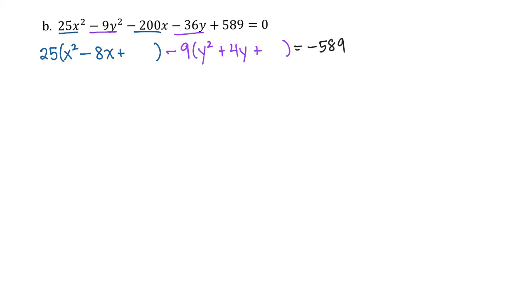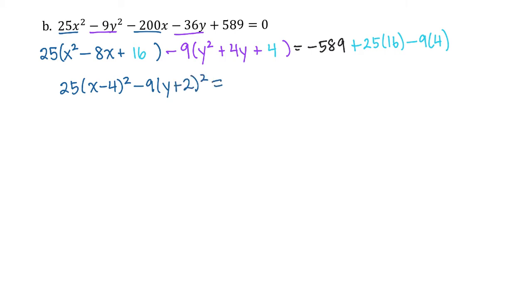Now I'll go ahead and complete this square. So half of 8 is 4, 4 squared is 16. Half of 4 is 2, 2 squared is 4. And then remember to balance this out, I do have to add it to the other side. So in this case, 25 times 16, and then be careful, that's a minus 9 times 4. Let me continue this problem. I'm going to go ahead and add up all the numbers on the right side, which gives me negative 225. So I can see the center already.